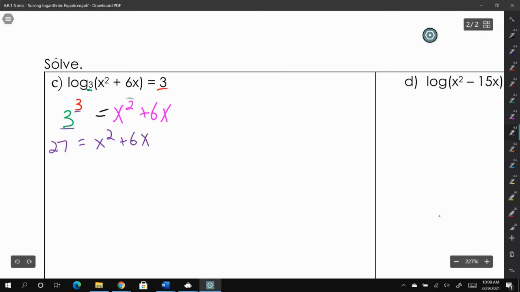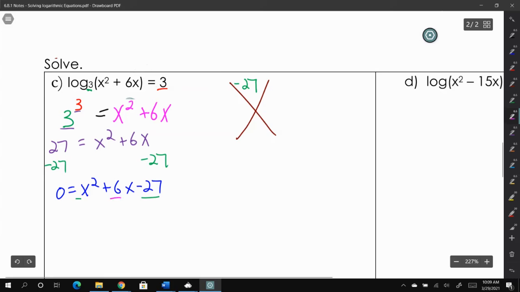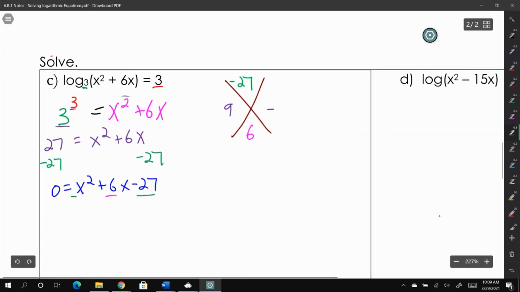3 to the 3rd power is 27. So we're going to subtract 27 from both sides. So 0 equals x squared plus 6x minus 27. So now we have to factor this. And remember, when we factor, we want two numbers that multiply to negative 27 times 1, so just negative 27, and add up to positive 6. So two numbers that add up to 6 but multiply to negative 27 are positive 9 and negative 3.